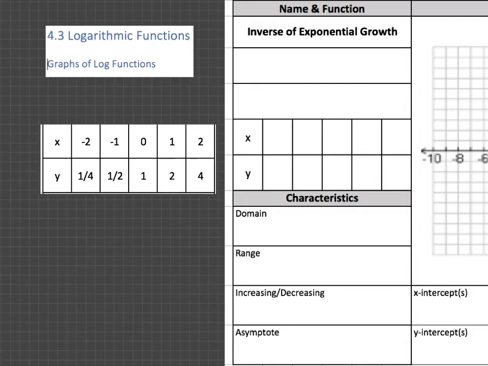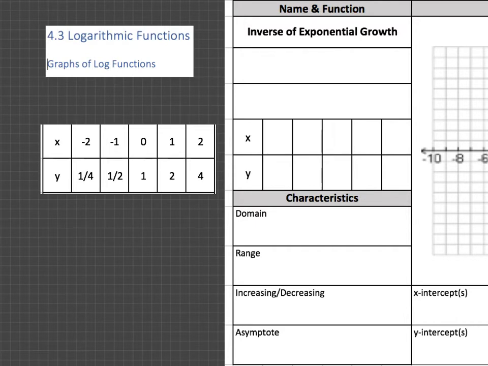We're going to look at logarithmic functions, or log functions for short. We're going to start off with the graphs of the log functions. I'm going to give away something about log and exponential functions, and that is that they are inverses of each other. So we're going to start off by looking at the inverse of exponential growth.